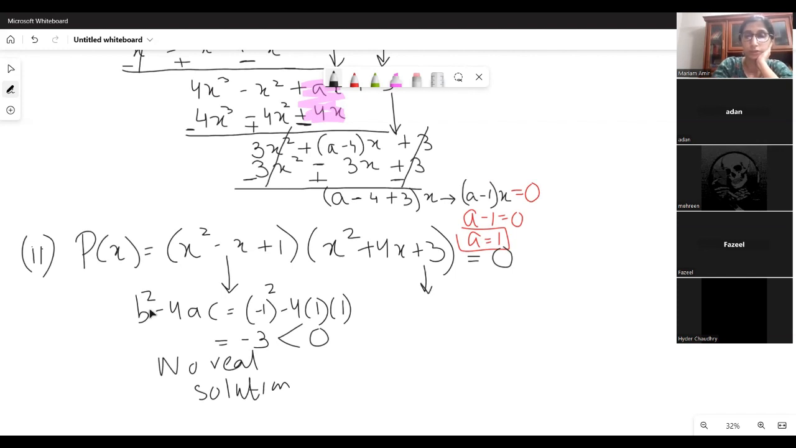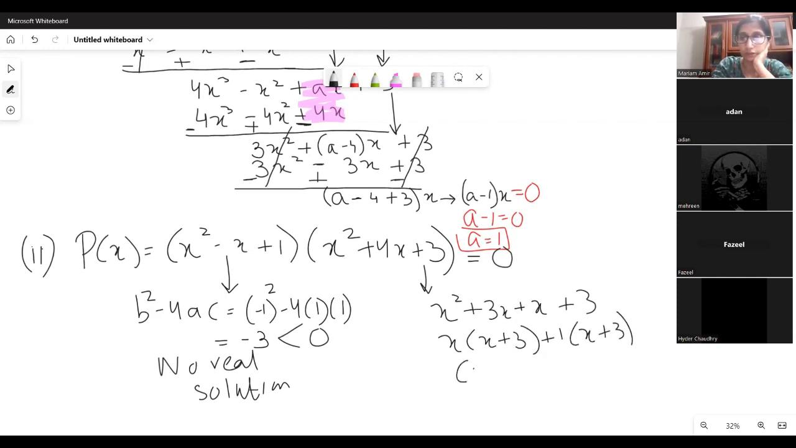And for this one, x square plus 3x plus x plus 3. X is common, x plus 3 plus 1 common, x plus 3. So x plus 1 and x plus 3 equals 0. So the answers are, or the real roots are, x equals minus 1, x equals minus 3. Correct.